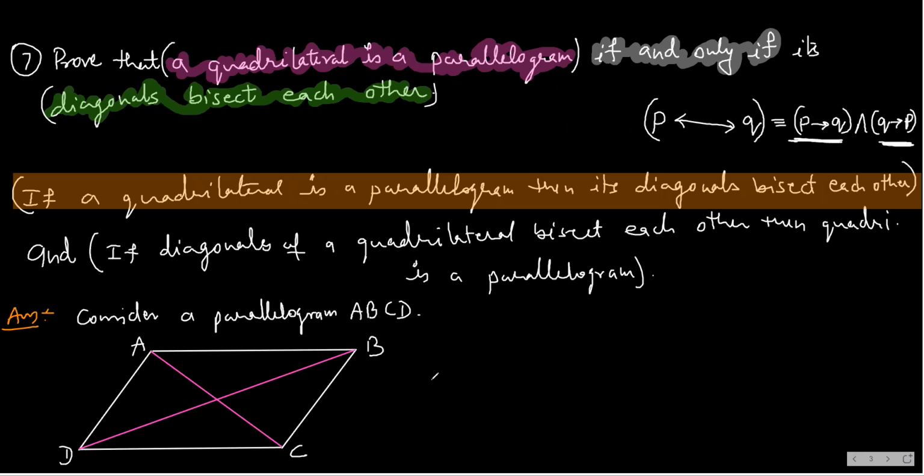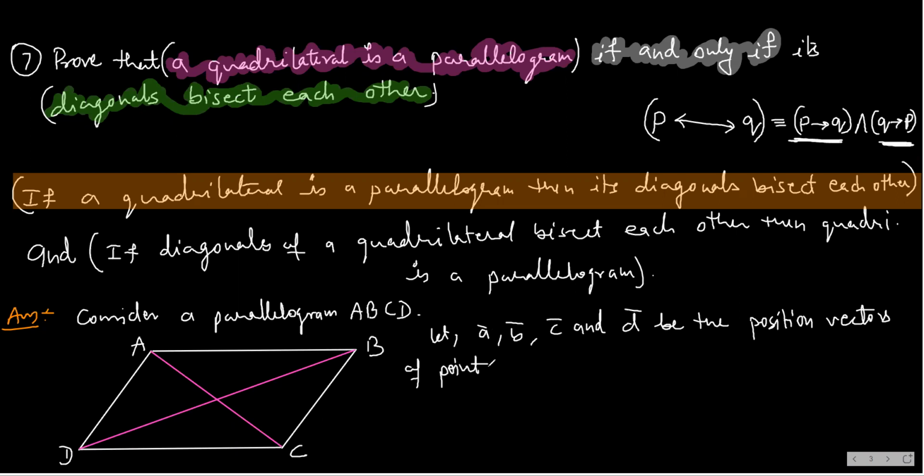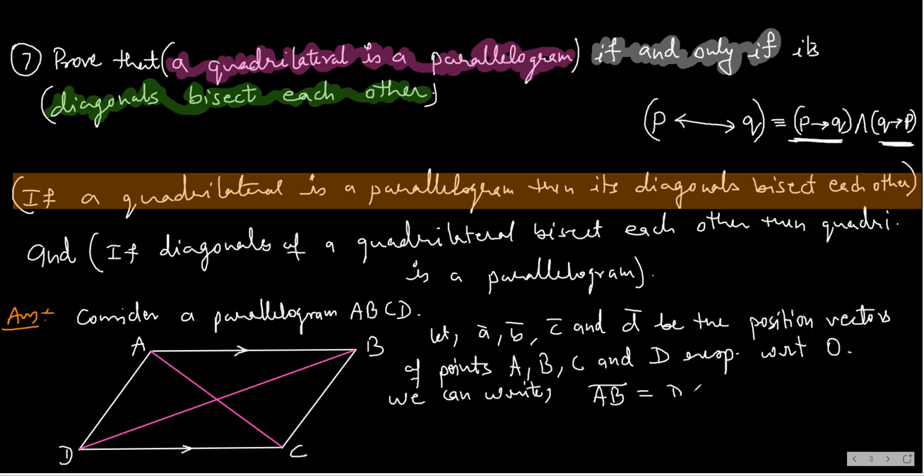So let me start by writing: let A bar, B bar, C bar and D bar be the position vectors of points A, B, C and D respectively with respect to origin O. Okay, now since I'm given that ABCD is a parallelogram, since that is data, I can always write AB bar is equal to DC bar.